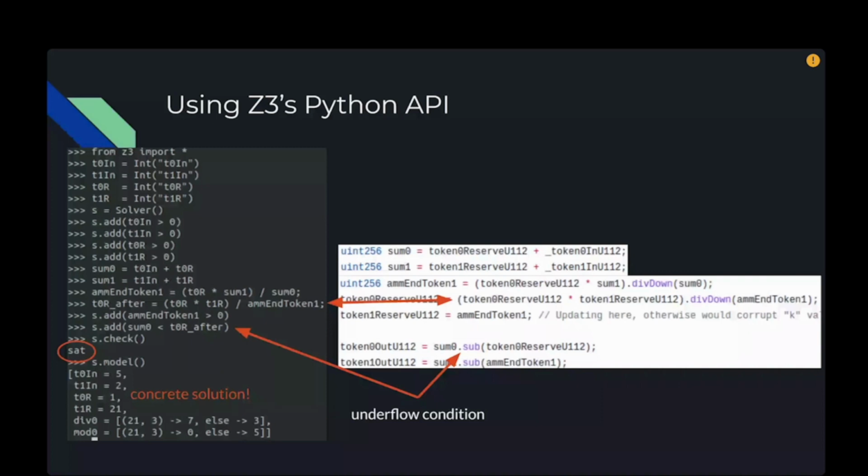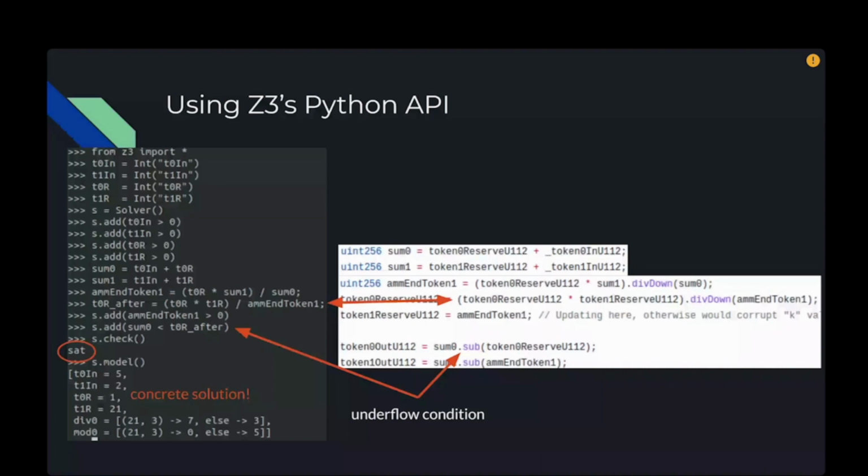Because that's a theory, that maybe underflow is possible here. So we add this condition that sum 0 is less than the token 0 reserves at the end, and then we can call check on the model, and it returns this three-letter sat, which means satisfiable. So it's telling us, oh yes, I did find an underflow.